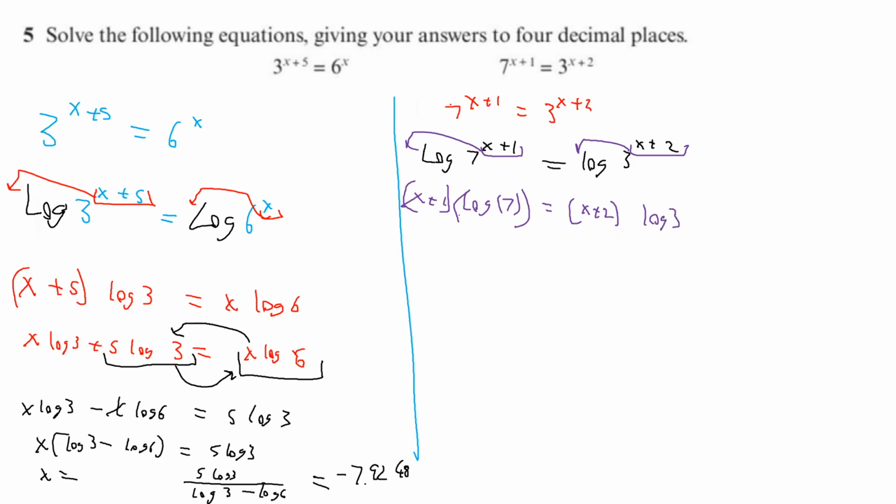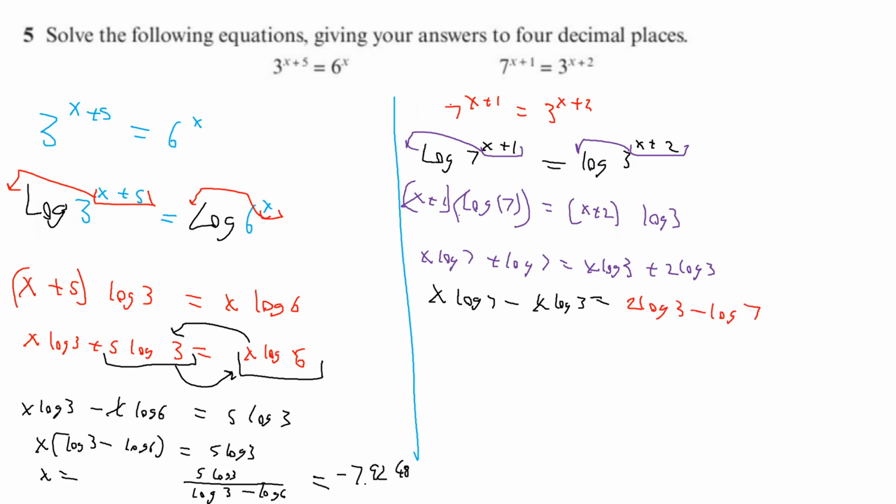Is equal to x plus 2 times log 3. Now let's expand the bracket. So, x log 7 plus log 7 is equal to x log 3 plus 2 log 3. Let's make all the x's on one side. So x log 7 minus x log 3 is equal to 2 log 3 minus log 7, alright?